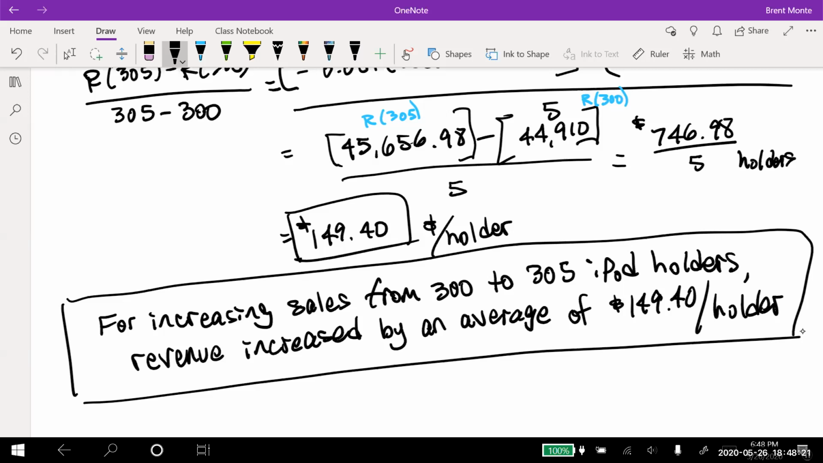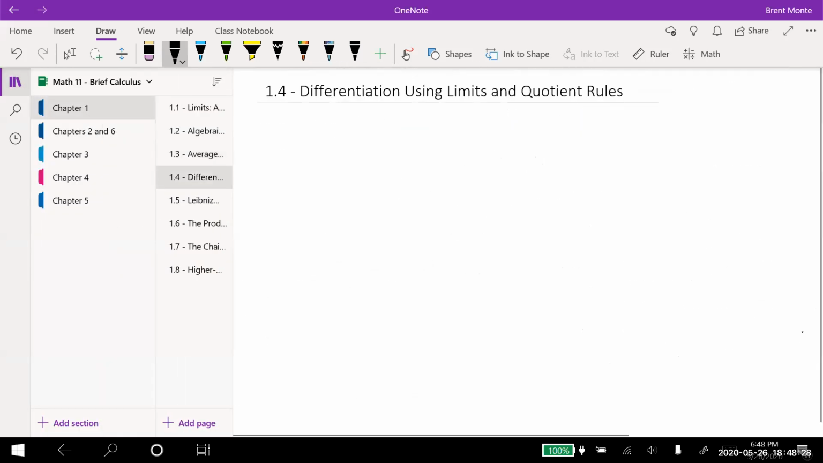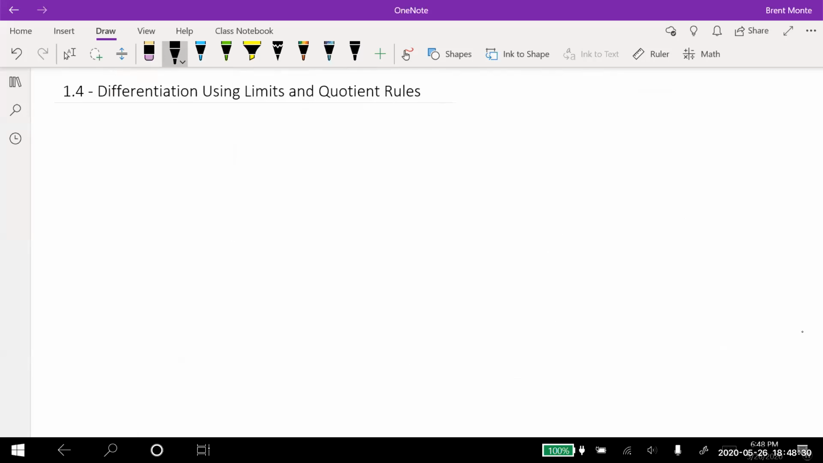What we're going to do is jump into the next section, 1.4, and it's, to be honest, very theoretical, but it's the basis for using calculus for the rate of change.